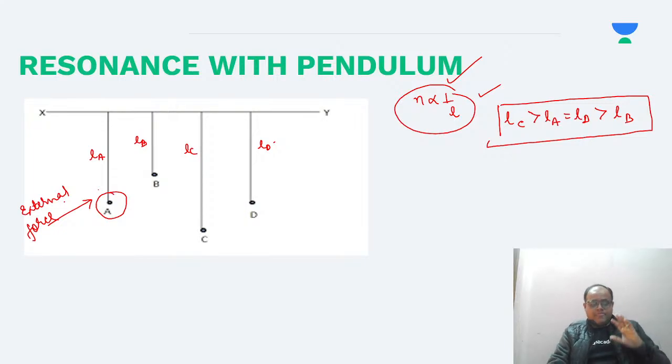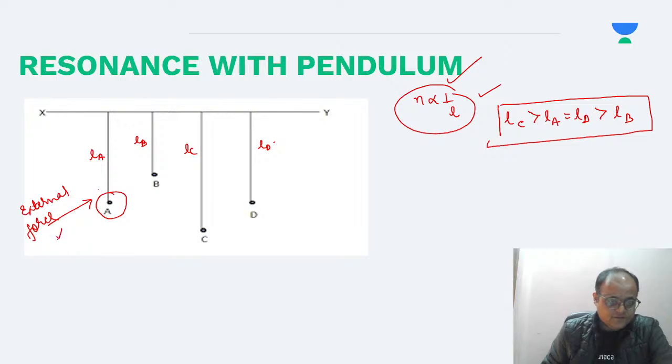Now just take 30 seconds, and if anyone is interested, you can send me in the chat box what will happen. Which particular pendulum will be set into resonance, what will happen to the amplitude of the other pendulums, and what all will happen. See what happens as soon as we apply an external force to A. This is an external force, so A will be set into forced oscillations.